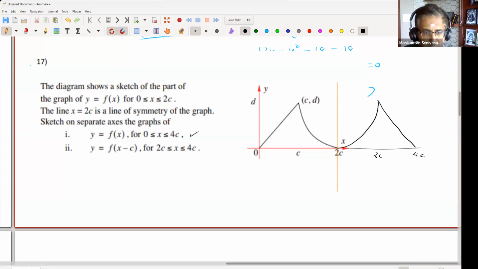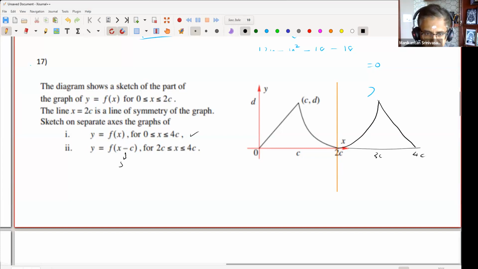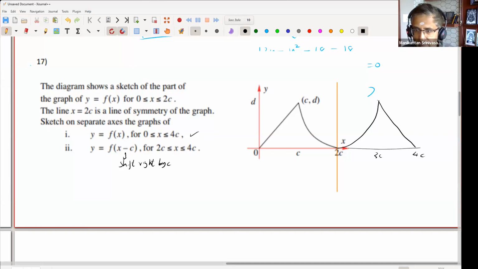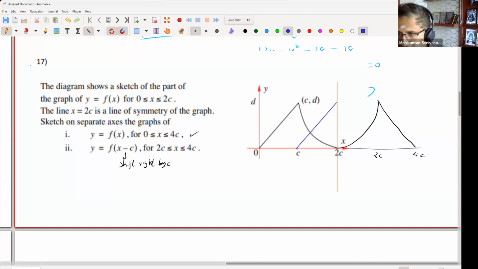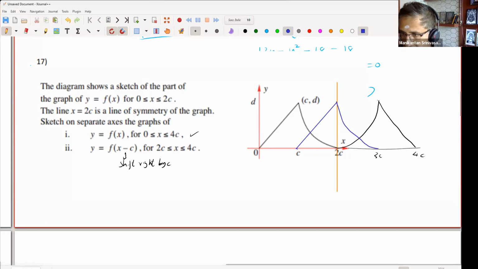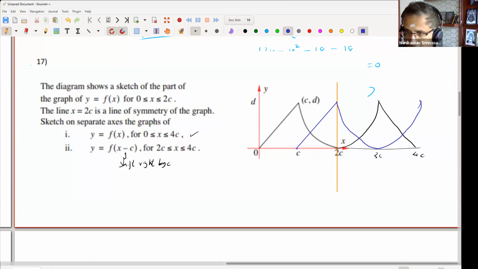Second part, y equal to f of x minus c for 2c to 4c. x minus c is what? Shift right by c. So if I take the black graph and shift it right by c, let me draw that in blue. This entire thing will shift right by c. So this will appear like this, and then the curved portion will start. The bottom of the curved portion will be at 3c, and then the top of the curved portion will be here, right? He wants us to plot from 2c to 4c.